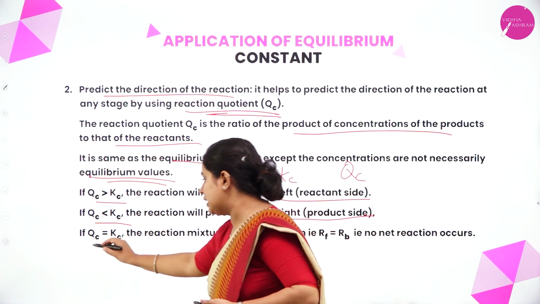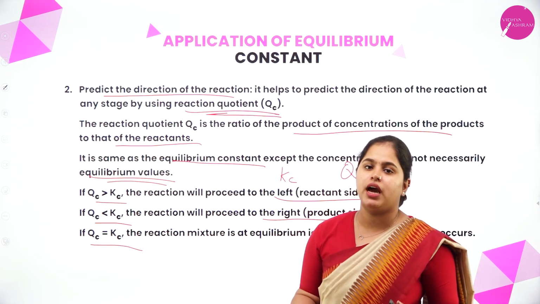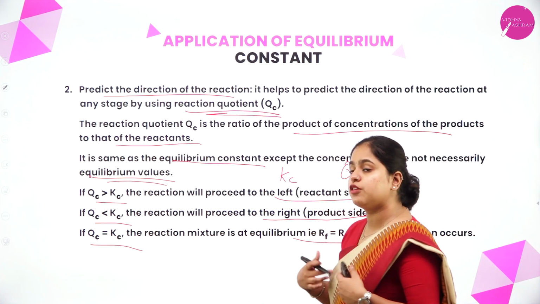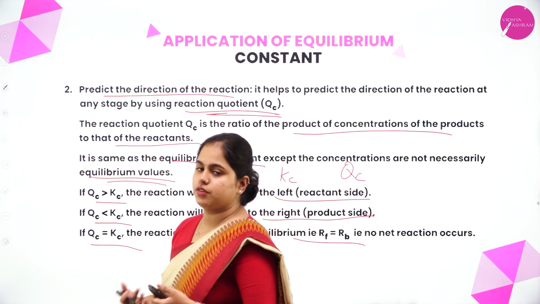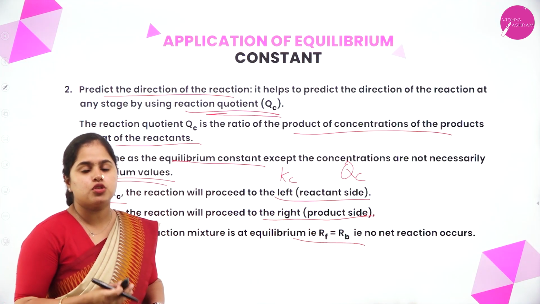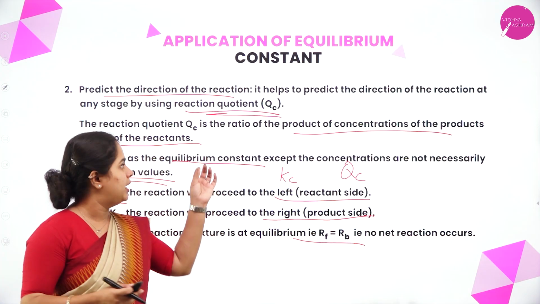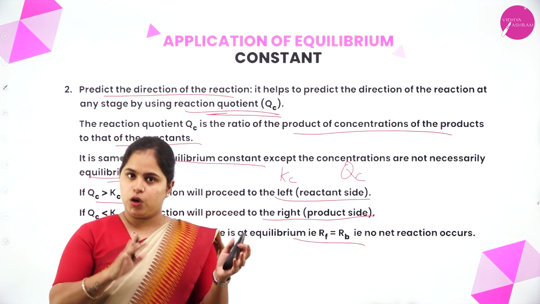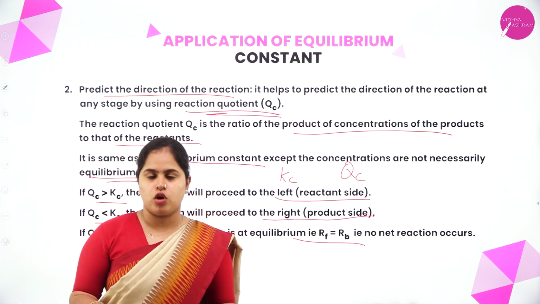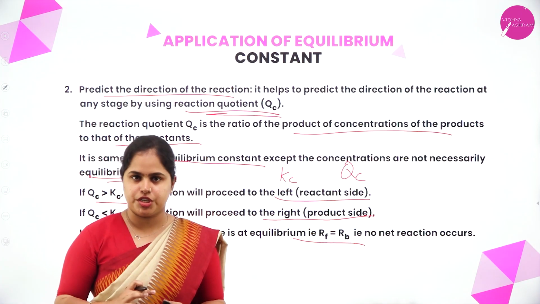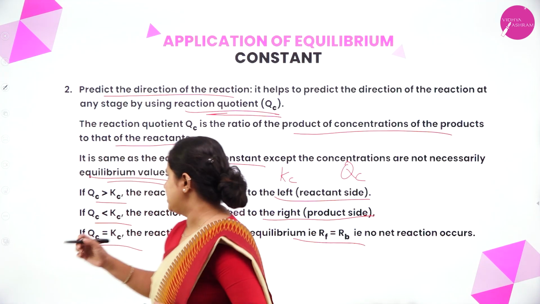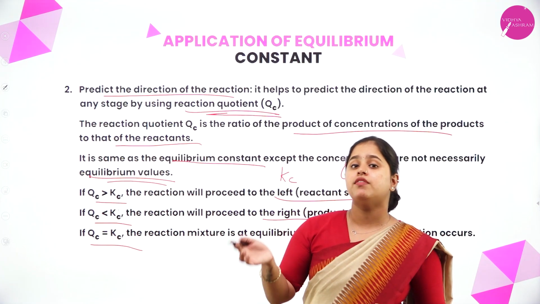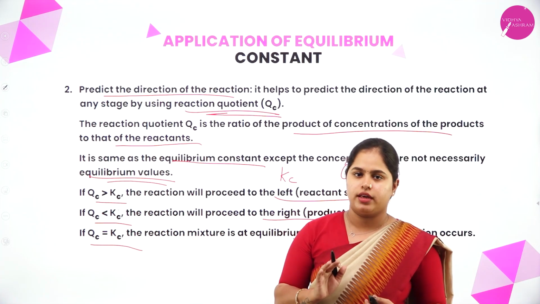Now, if Qc and Kc are equal, what does that mean? The reaction is in equilibrium. That is, the rate of forward reaction and backward reaction will be equal. So using the reaction quotient Qc, which has the same form as the equilibrium constant itself but at any other concentration, if the Qc value is less, we can say that the reaction is going in the forward direction. If the Qc value is more than Kc, it is going in the backward direction.